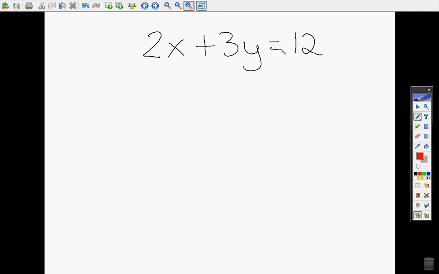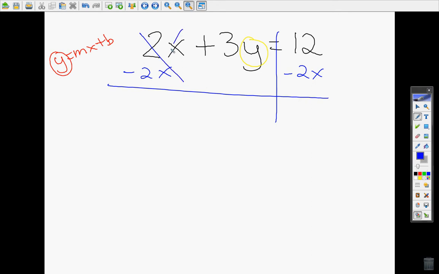So if I want to go from this one, which is in standard form, and I want to write it as slope-intercept form, which is y equals mx plus b, I'm going to have to rearrange it so that I have the y by itself, so that it says y is equal to something. So since I want to get this y by itself, I'm going to start by subtracting 2x from both sides. So when I subtract 2x, this cancels out, leaving me with 3y is equal to 12 minus 2x.